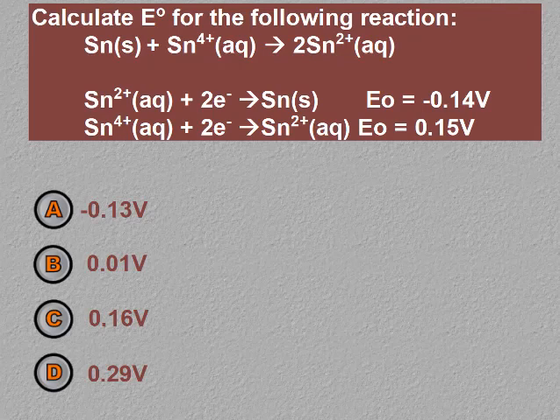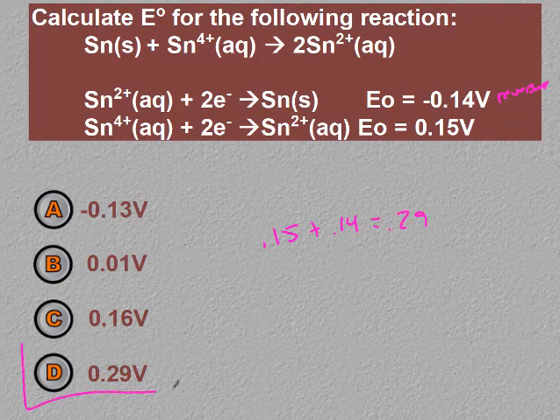Go ahead and pause the video and calculate your Ecell for this reaction. Restart when you're done. So this one should have been reversed. So 0.15 plus 0.14 gives you 0.29, or D.